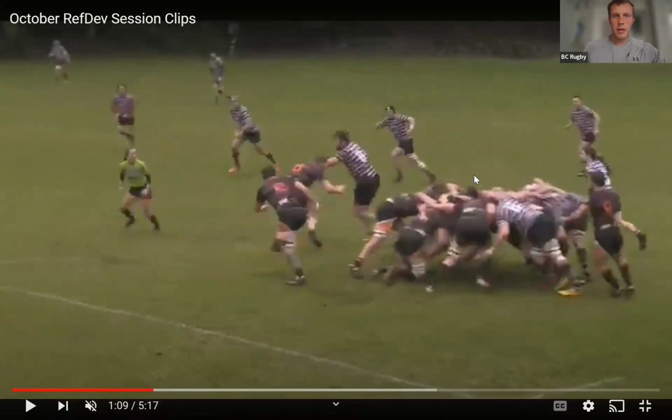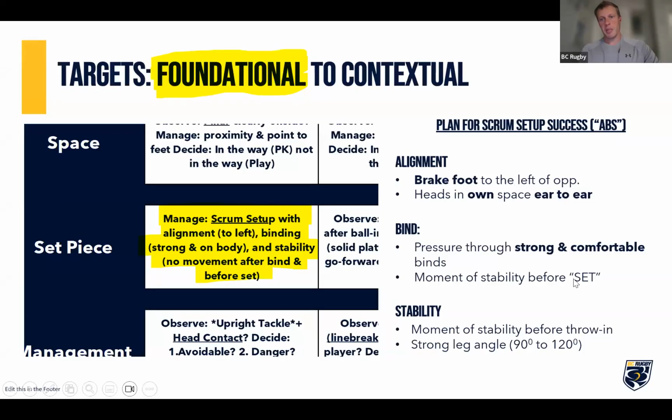But there's some common ground here between those two first examples, which is we have that moment of stability before set. And some of you might have heard it said before, this is the number 1 job of the referee. If you're not very confident with your scrum setup or your understanding, the ability to give players time and space to adjust after you call bind before you call set is pretty much the number 1 remedy we can offer for scrums and negates most problems at most levels of the game.